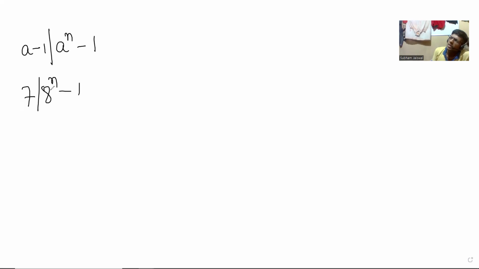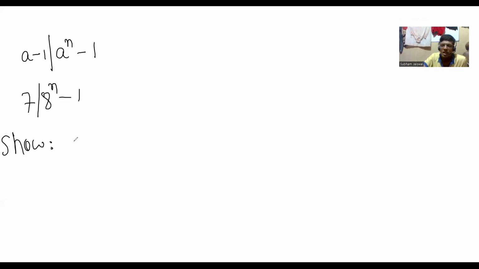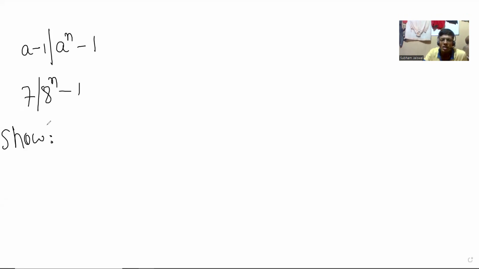Now what I am interested in trying to do is something like this. I start with slightly harder versions. We want to show that 7 square does not divide 8 to the 15 minus 1. 7 dividing it is okay, but I want to show that 7 square does not divide it.